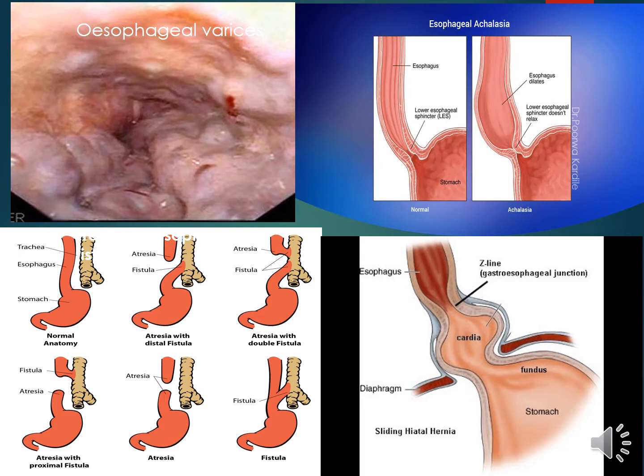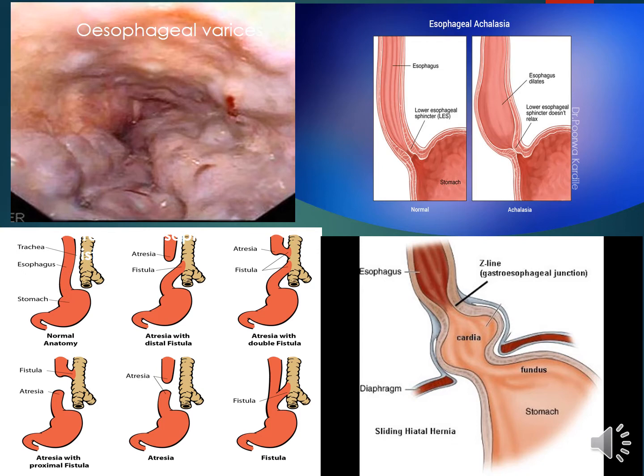Now the second figure is of achalasia cardia. It is neuromuscular incoordination in which the sphincter at the lower end of the esophagus fails to relax when the food bolus is swallowed. Consequently, the food bolus will accumulate in the esophagus and it causes regurgitation. It is thus a motility disorder.